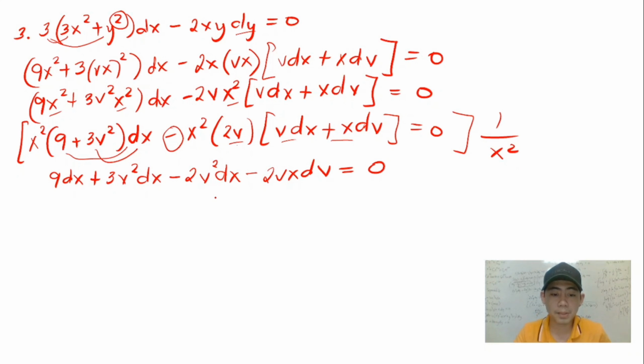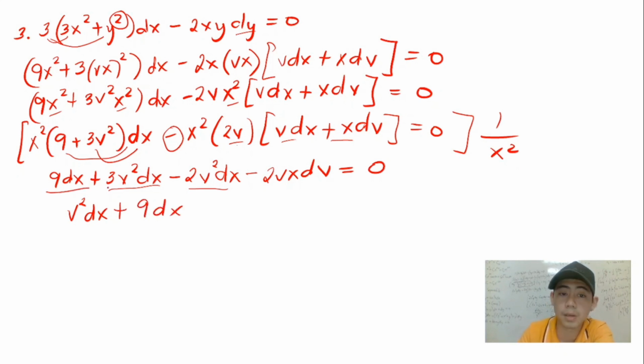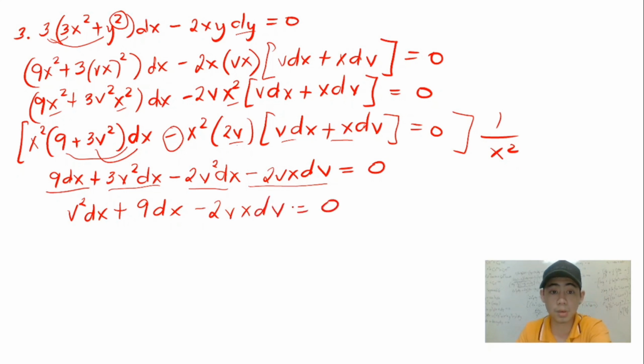Now, kung mapapansin nyo, meron tayong similar terms. So, ano yun? So, si 3v squared dx at the same time si 2v squared dx. Okay? So, combining similar terms, mga lods. 3v squared dx minus 2v squared dx is v squared dx. Okay? Plus 9dx, mga lods. Saan nanggaling to? Ito siya, mga lodi. Okay? So, nire-write lang natin. Minus, ito, 2vx dv. Okay? Is equal now to 0.